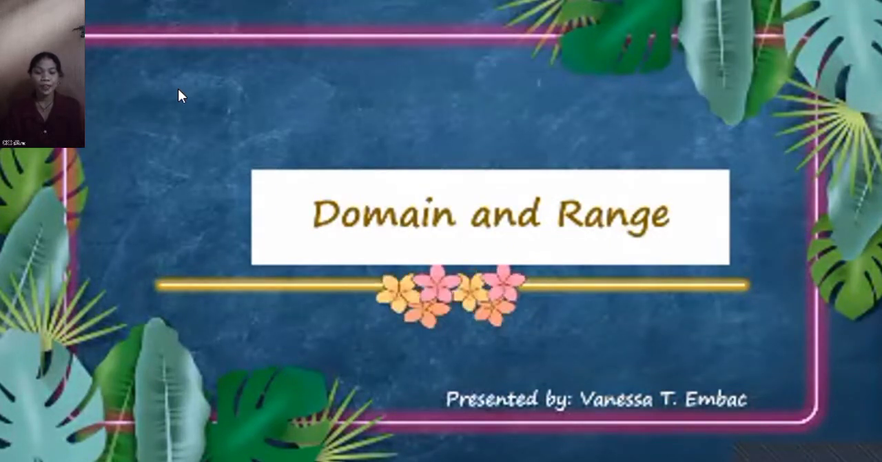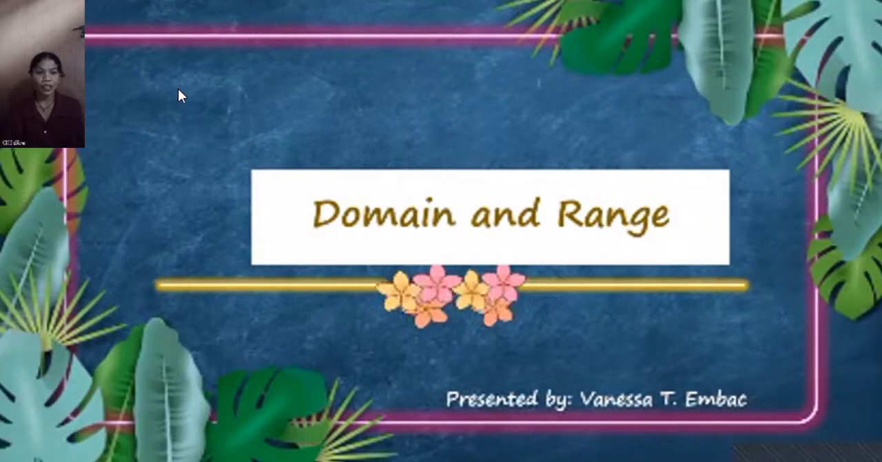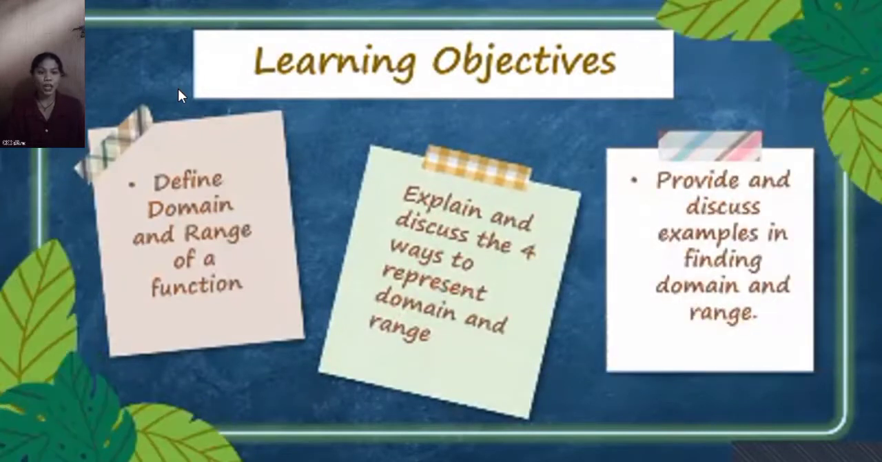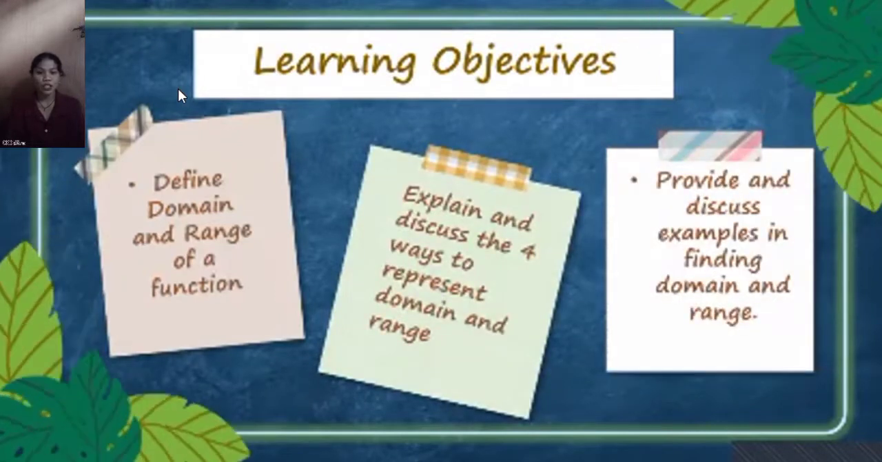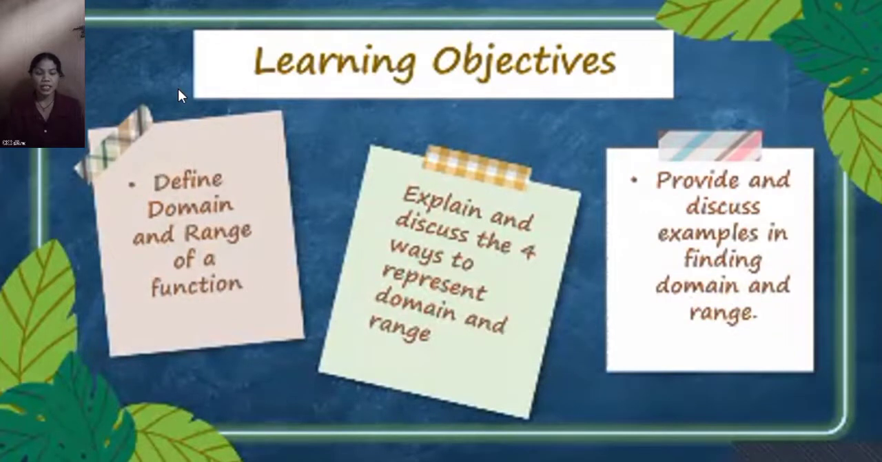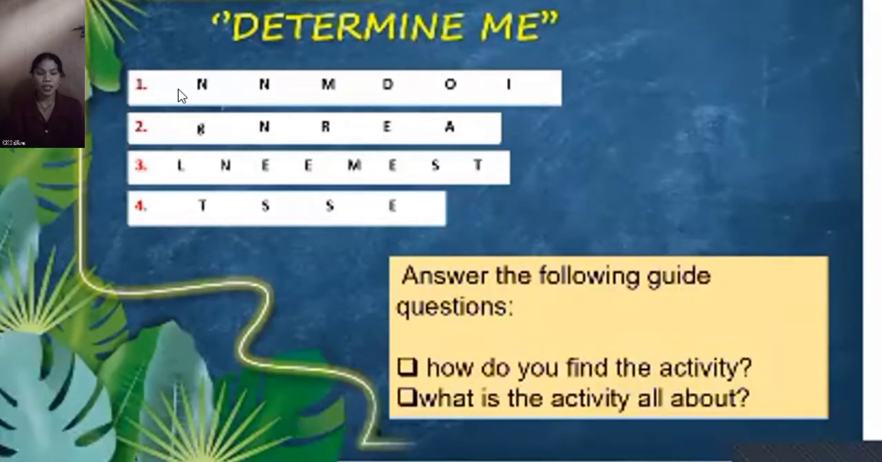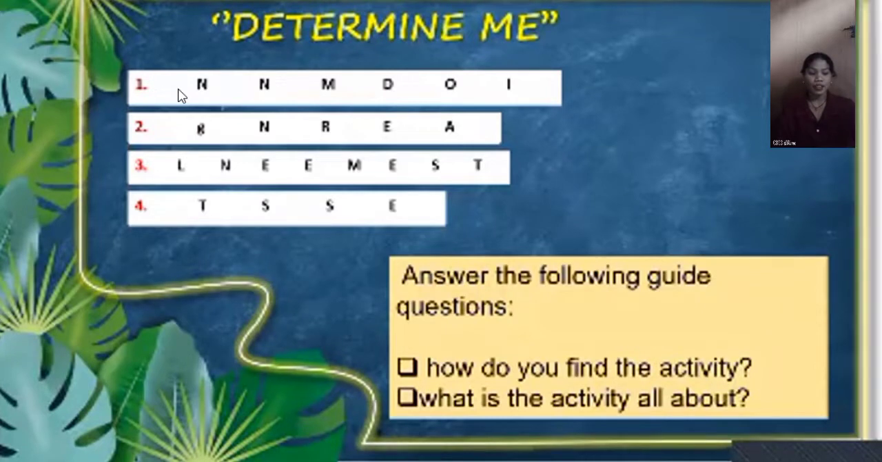But before that, I provided a lot of activities, and you are going to send them through Google Classroom, or maybe you can send them through Messenger, or you can PM me, okay? So, learning objectives: define domain and range of a function, explain and discuss the four ways to represent domain and range, and provide and discuss examples in finding domain and range.